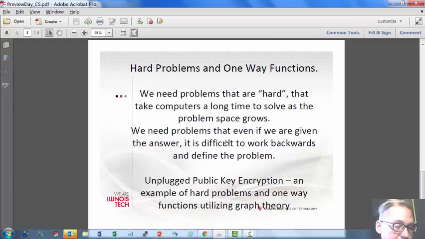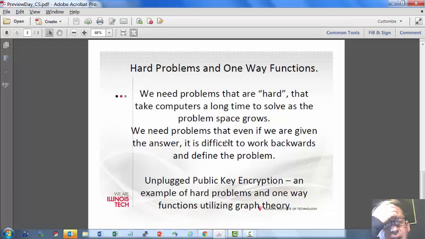A one-way function is, you remember from your math class, many functions have an inverse and some functions don't. So certain functions you can do the inverse of. If you think about an xy plane, the inverse of a function is you're mirror imaging it across that y equals x. That's the inverse of a function. Other functions maybe don't have an inverse. It just doesn't exist, at least in the real plane.